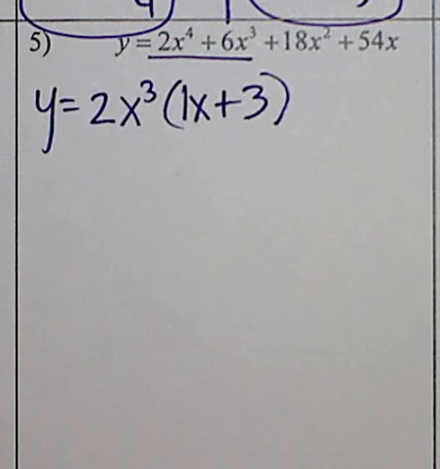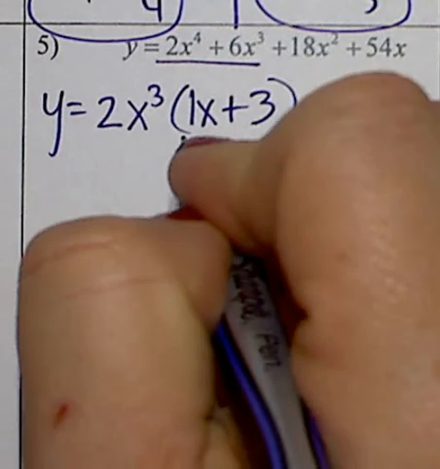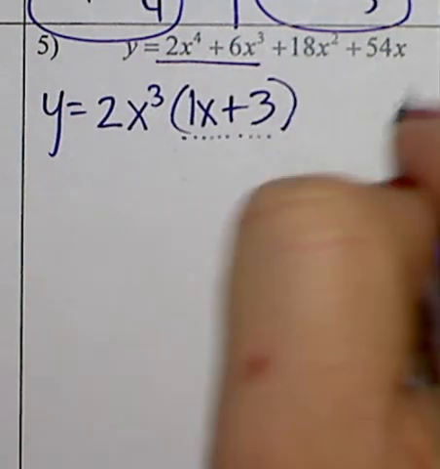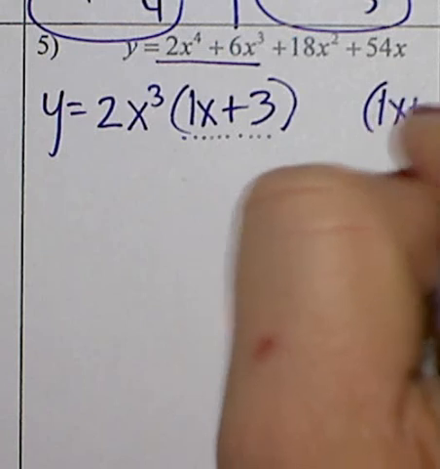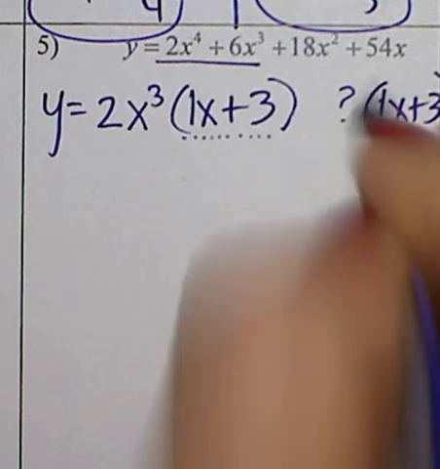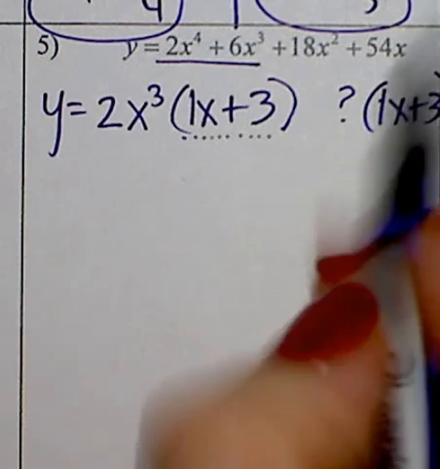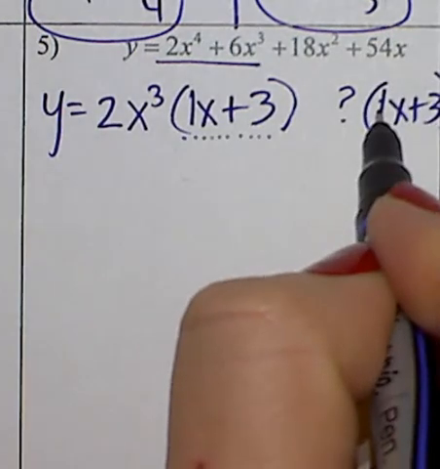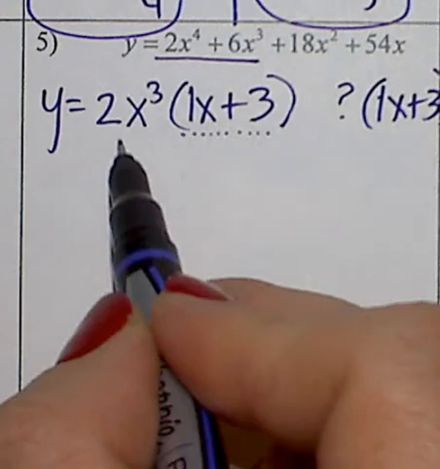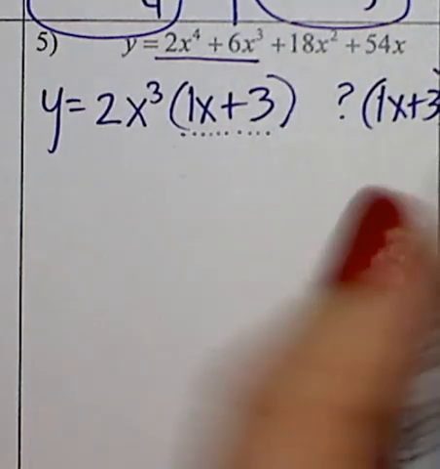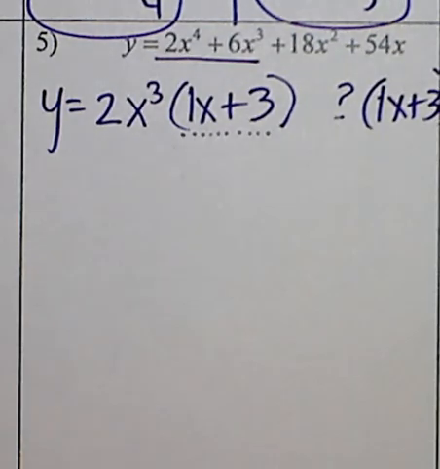Okay, I'm going to copy and paste just what we reviewed earlier today. I'm going to copy and paste this, 1x plus 3 in back. I'm going to put a really light question mark in front of it. So ask yourself, what times 1x equals 18x squared? Oh, you know what I forgot to do? I am so sorry. We're going to stop here.